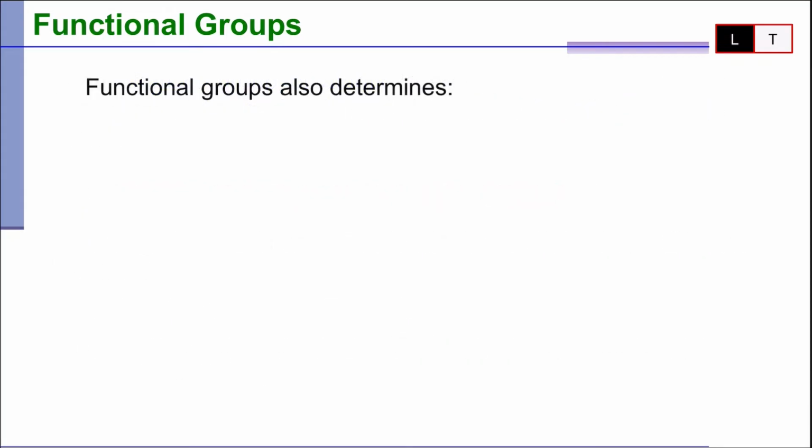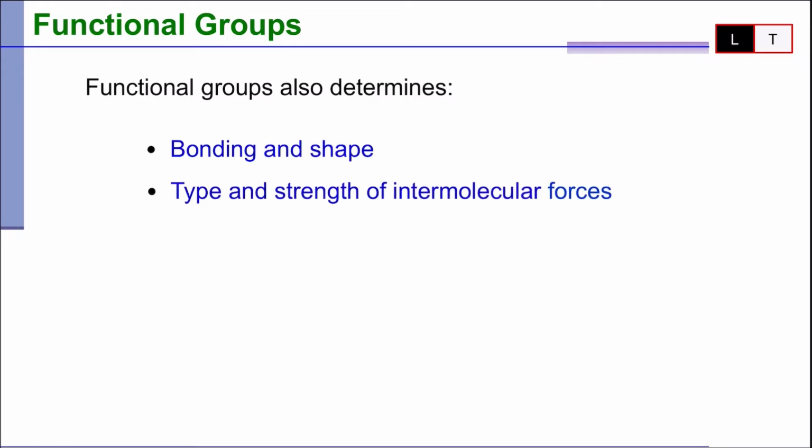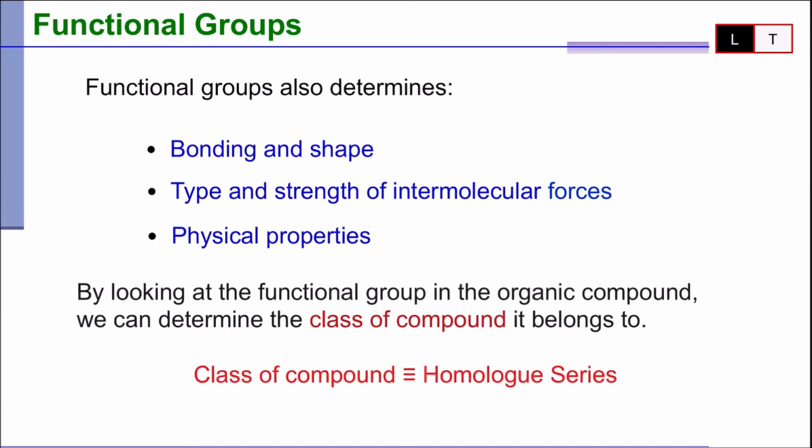Selain itu, functional group juga boleh digunakan for us to show or determine the bonding and shape of the molecule, the type and strength of intermolecular forces in a molecule, and the physical properties of the molecule. So, kat sini, we can conclude that by looking at the functional group in the organic compound, you also can determine the class of compound. For example, kalau class of compound ni kita akan tengok homologous series. So, jangan risau, this one kita akan fokus more apabila dekat bahagian hujung video ni. Mari kita masuk bahagian functional group.